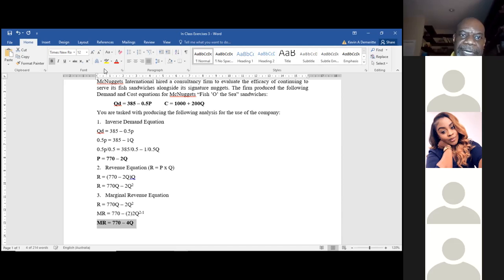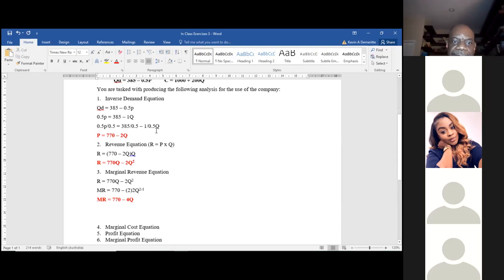You know what? Let me give that a different color so we can keep track of what we're dealing with. All right. And here's our revenue. Okay, so now if we think we've done it right, we have our inverse demand equation, our revenue equation, and our marginal revenue equation. What about our marginal cost equation?